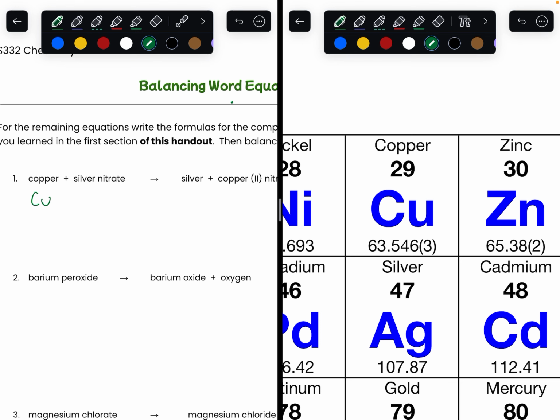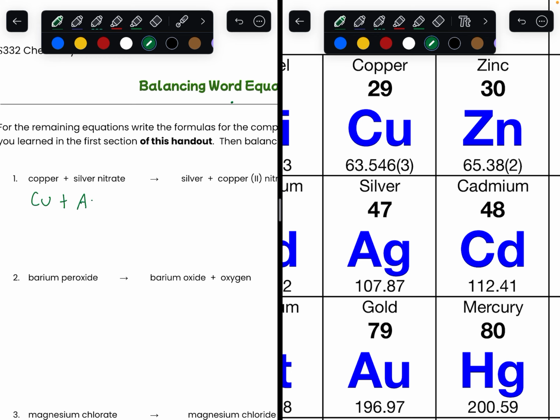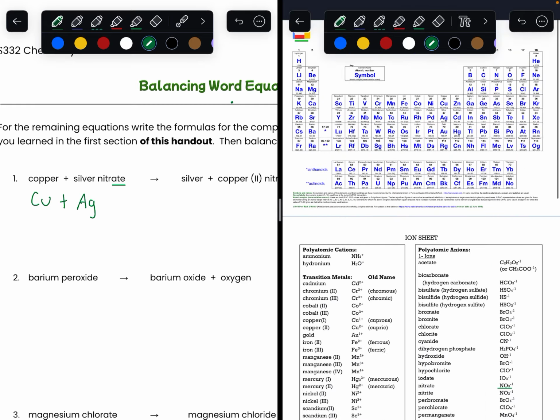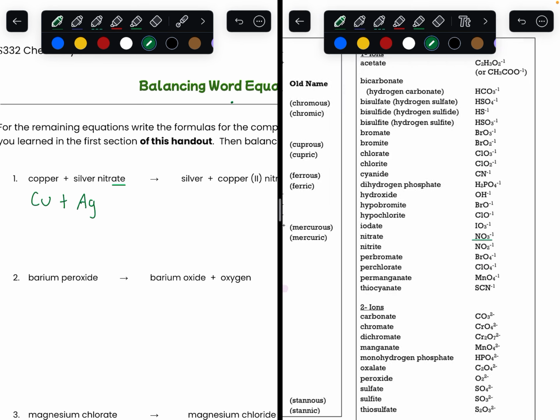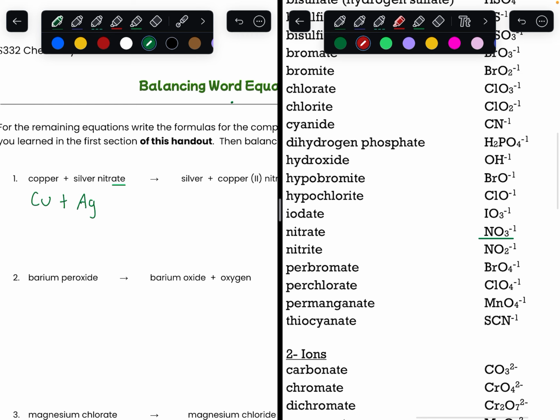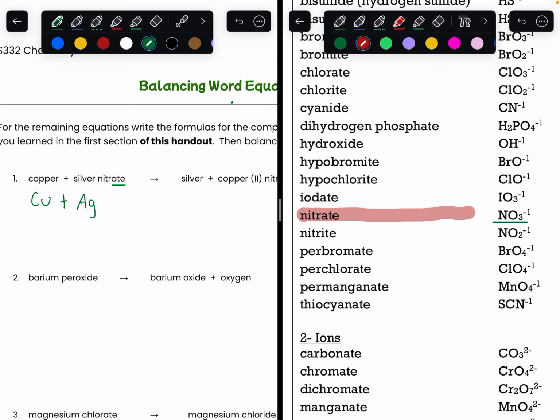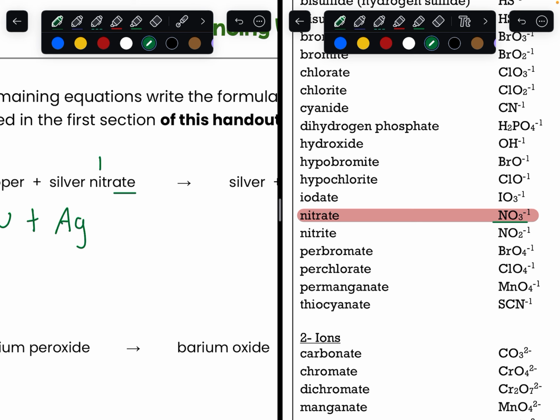Now the next thing we have to do is translate silver nitrate. Silver is right underneath copper. Silver is the symbol Ag, and then nitrate ends in this -ate ending, which means it's probably from the back ion sheet on the periodic table. If we look in the sheet, we'll eventually arrive at this formula here, NO3 minus 1. So I'm just going to write this in as NO3 minus.